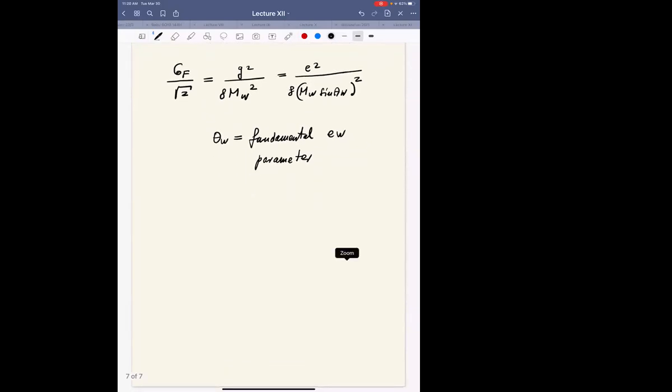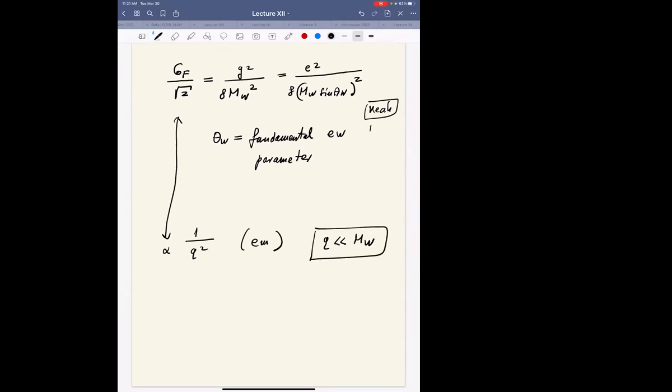Weak interactions are weak. This is at low energies. Electromagnetic interactions would be, so this is the weak interaction. This is the famous weak interaction. Why is it weak? Because the electromagnetic interaction would just be proportional to 1 over Q squared, because the photon is massless. So in other words, weak interaction is weak only when Q is much smaller than M_W. Then I can speak of weak interactions.